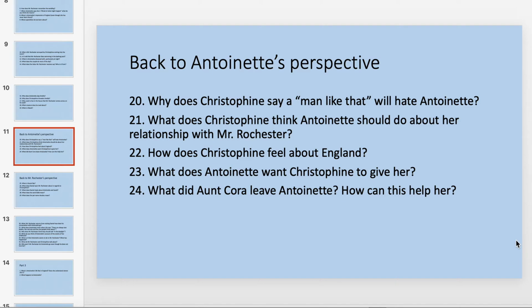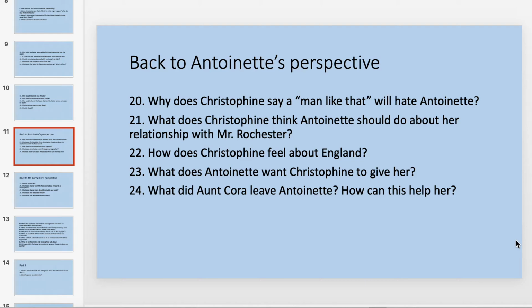So Christophine doesn't really see it as a real place, and this is where Antoinette starts to doubt Christophine a little bit, that Antoinette knows that it's a real country, and Christophine is seeing it as out of sight, out of mind. If she can't see it, it's not really real to her. So again, Antoinette's going to have some doubt here that if it's this place that she wants to go to, how could Christophine not see that it's real?